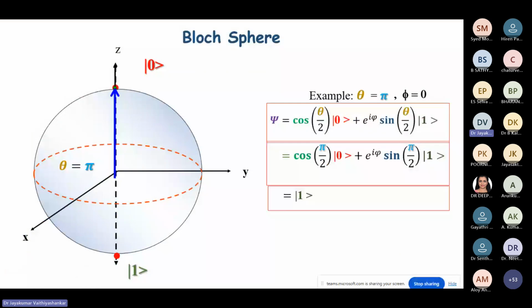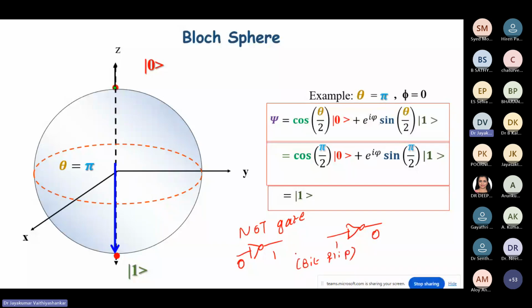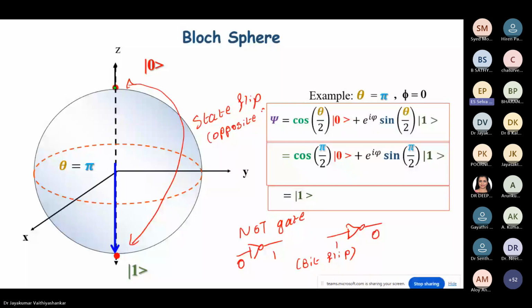If theta equal to pi, what happens? Visually, you can see it will do pi rotation over your x-axis. It means the quantum particle will come from state 0 to state 1. So this is nothing but a NOT gate operation. Classically, what is the meaning of a NOT gate? If you give 0, it will convert into 1, and if you give 1, it will convert into 0. So it is a bit flip. In quantum, it is a state flip: 0 to 1, 1 to 0, the opposite state of pi rotation.